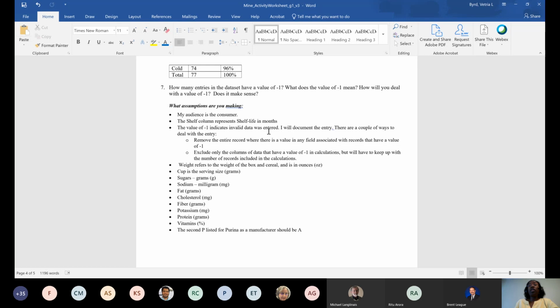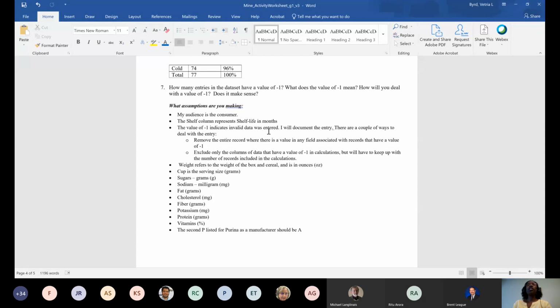Someone else could have made totally different assumptions, and that is okay as long as you document it. And when you present your visualizations of the data, you make those assumptions known so that the person who is looking at your data or your visualizations will know your thought processes and how you came to make the decisions that you made, which of course impacts the outcomes.